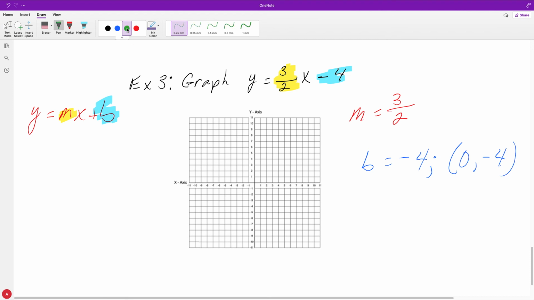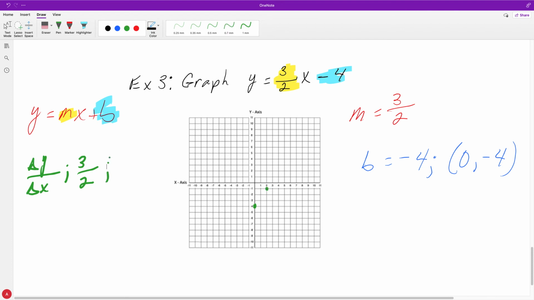So the first thing I'm going to do is plot that y-intercept, because then it gives me my starting point of how I can apply my slope going forward. So I know my y-intercept is there at (0, -4). My slope is 3 over 2. So remember, this means my change in y over change in x. Right now it's 3 over 2, so I'm going to count up 3, 1, 2, 3, and over to the right 2 because I'm going positive in both directions.